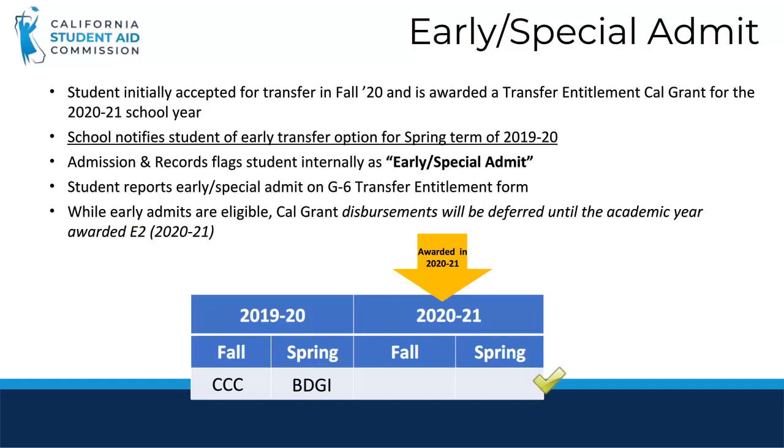This situation on the slide is a special scenario specific to early admissions offered by the college. For audit purposes, the school must indicate on school records that the student is an early admit. The student will not receive a payment in the academic year 2019-2020, but is eligible for E2 payment beginning 2020-2021.